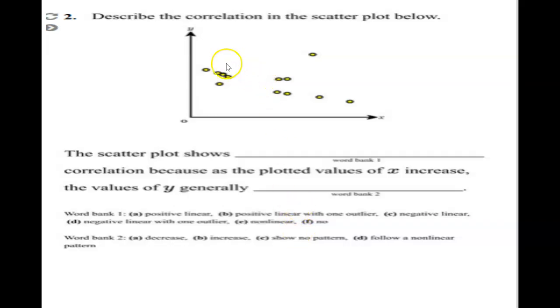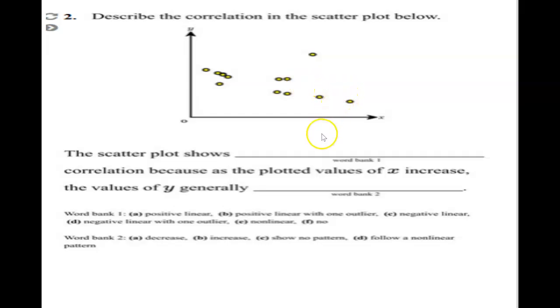So if it forms a line, then it's linear. So let's first figure that out. Do you believe it forms a line? The answer to that is yes. It starts to have a line here. It's not perfect, but there's a line.